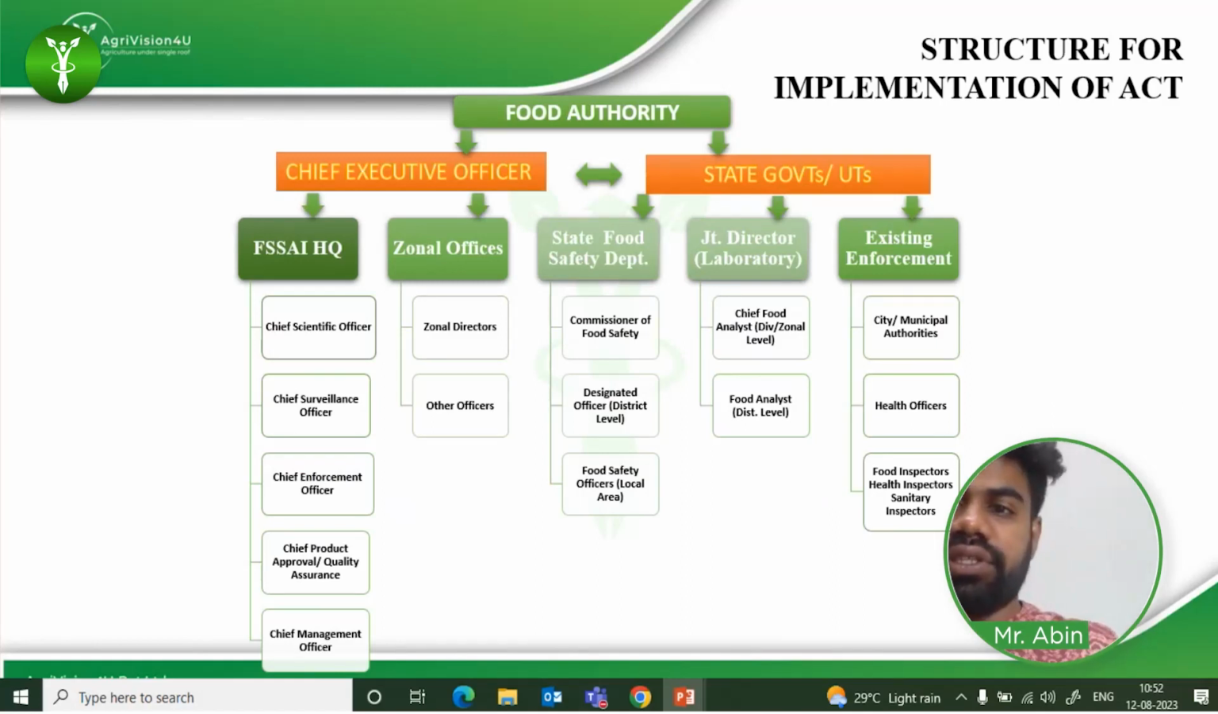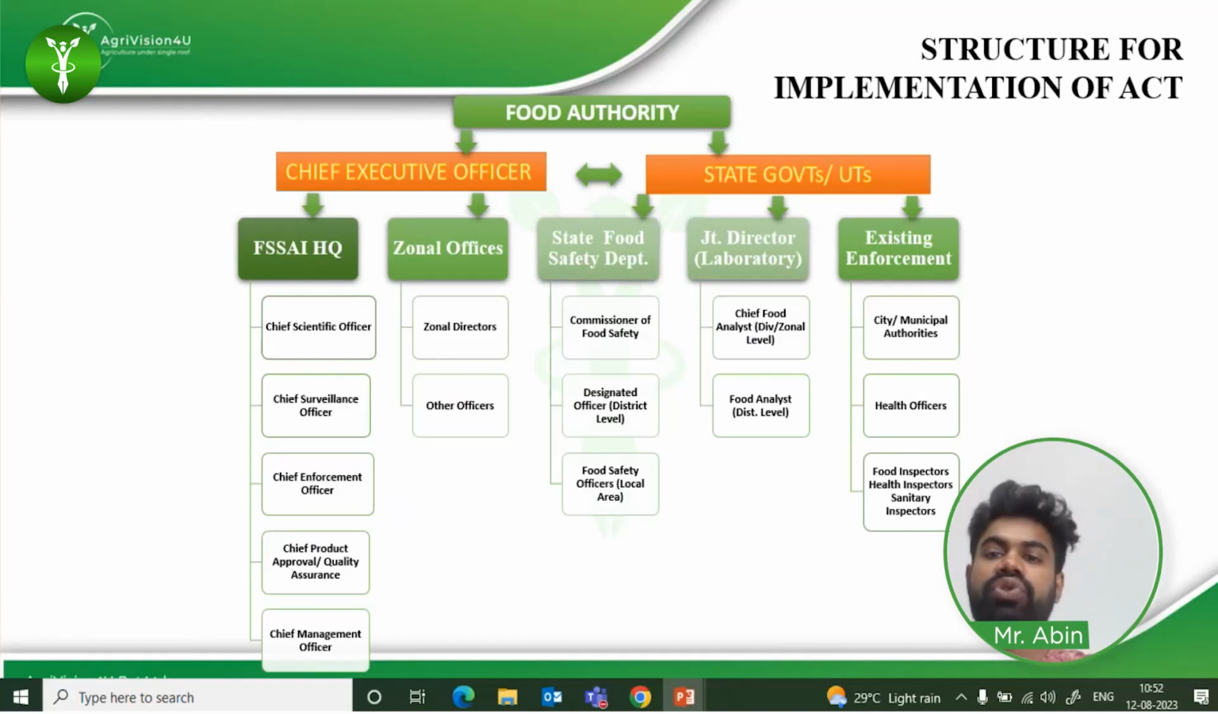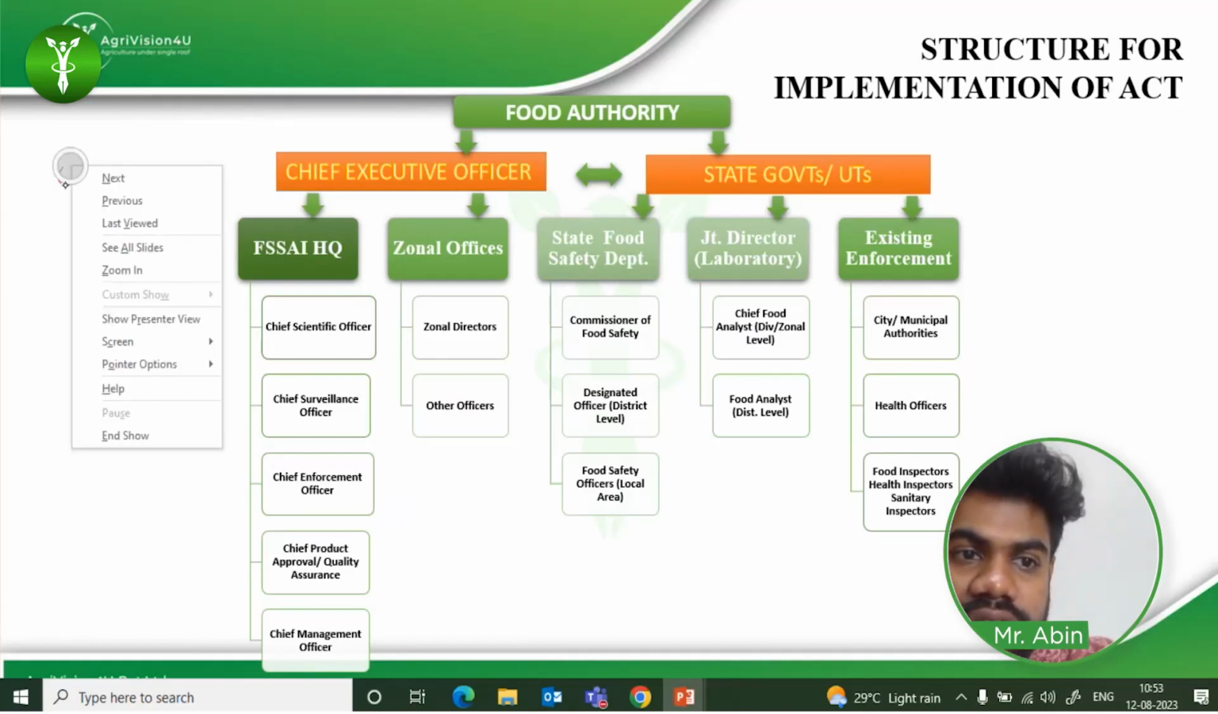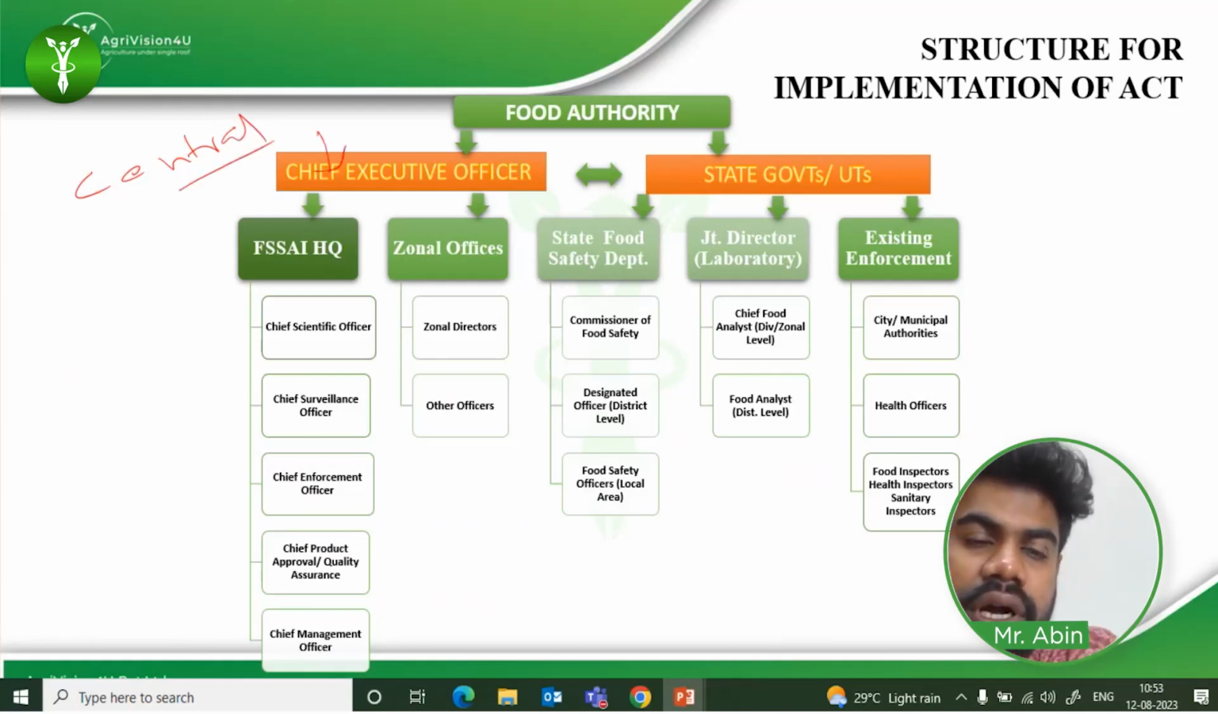Now we will see the structure for implementation of the Act. Further also we will be seeing, but I just want to give a basic idea, because later you won't understand the technical terms we are talking about here. So food authority: there are state governments or UTs, and there is the central government also. There are divisions. The central government works under the CEO. The CEO has the day-to-day administration, and under him, FSSAI headquarters will be working.